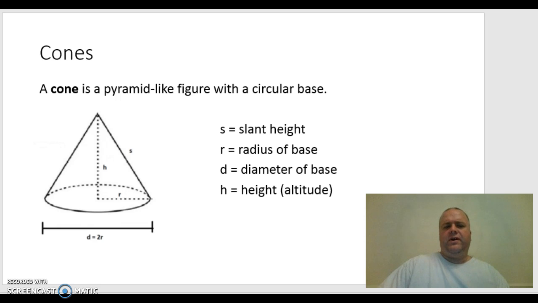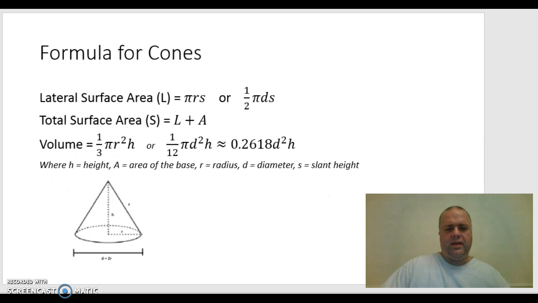So let's first define what a cone is. A cone is a pyramid-like figure with a circular base. You can see here, we talk about R, that's the radius of our base. H would be our height or our altitude. That's from the center of the base to the vertex. And we have S, that would be our slant height. That's the length of the side of this cone.